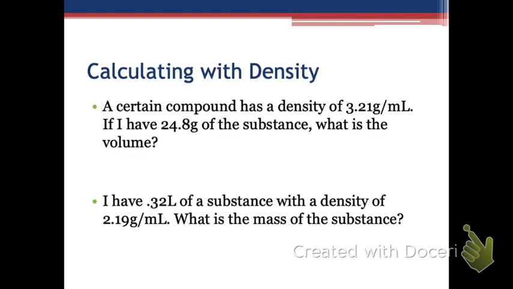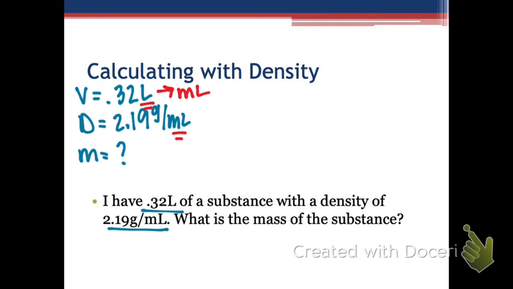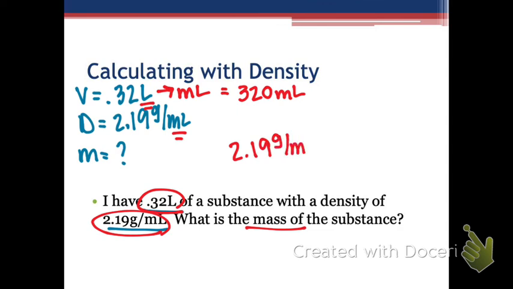I have 0.32 liters of a substance with a density of 2.19 grams per milliliter. What's the mass? So I want you to try this one on your own. All right, so if I'm picking out here my volume, my density, I'm solving for mass. I notice I've got to convert my liters to milliliters, so that means I'm going to have 320 milliliters, right? Because there are 1,000 milliliters in 1 liter. So I'll say that my density is equal to 2.19 grams per milliliter. My mass is unknown. I've got 320 milliliters.